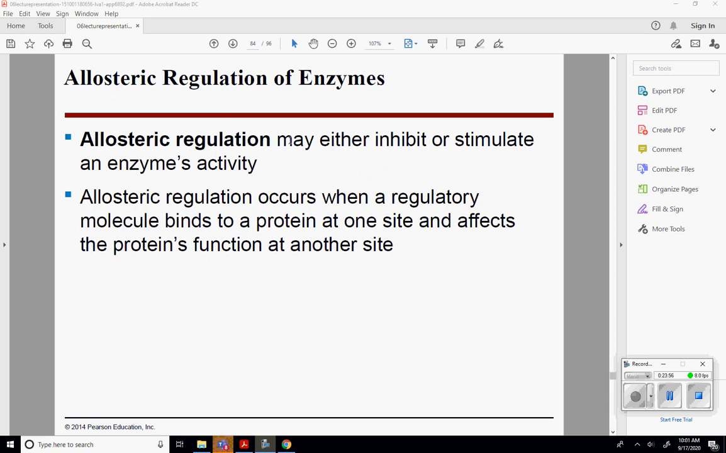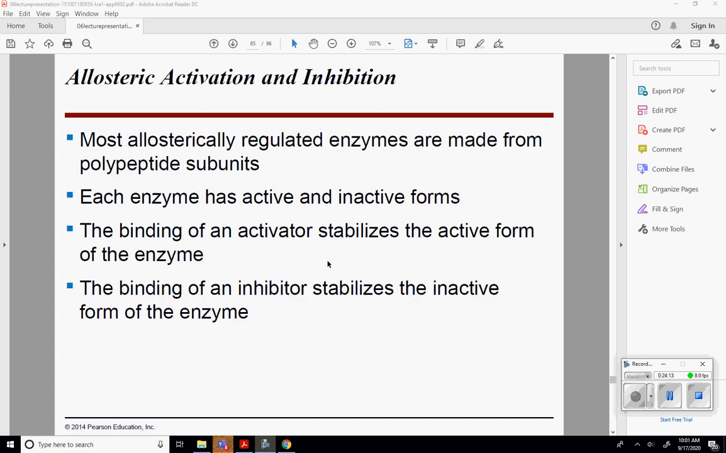Get this down: allosteric regulation may either inhibit or stimulate an enzyme's activity. Allosteric regulation occurs when a regulatory molecule binds to a protein at one site and affects the protein function at another site. Most allosterically regulated enzymes are made from polypeptide subunits. Each enzyme has active and inactive forms. The binding of an activator stabilizes the active form of the enzyme. The binding of an inhibitor stabilizes the inactive form of the enzyme.